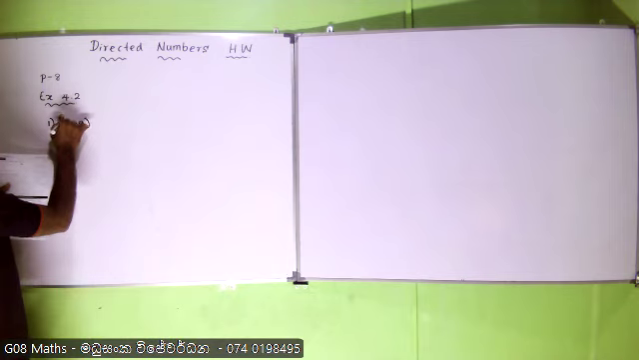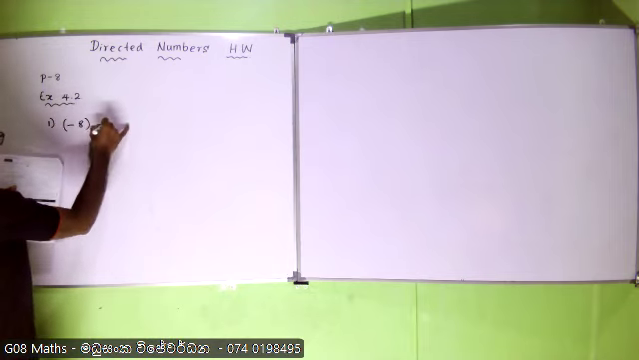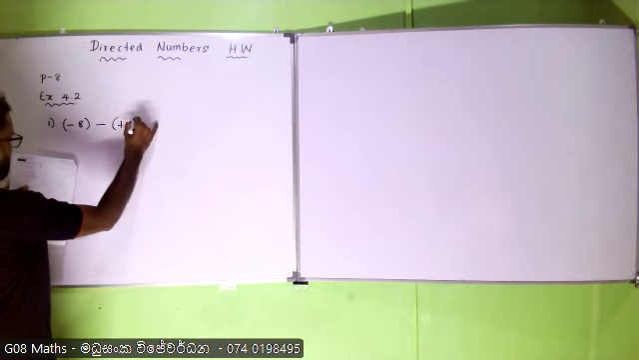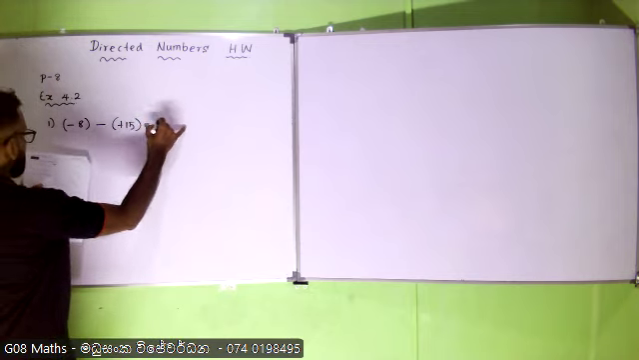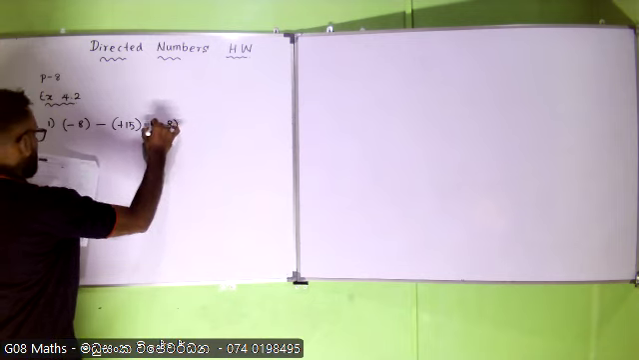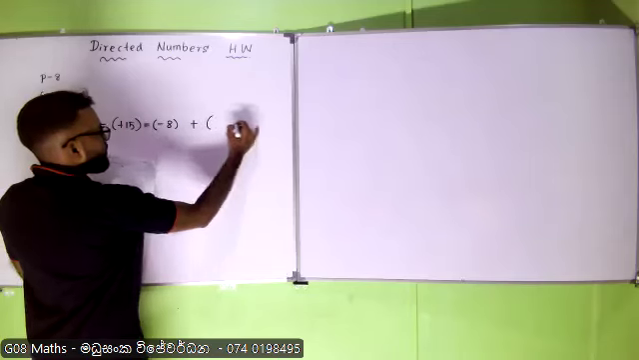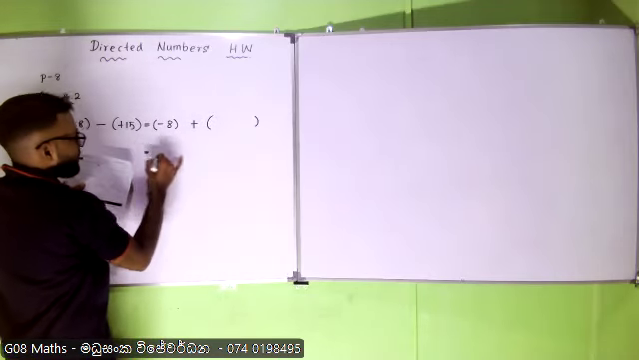Here you have -8. Here you have +50 equals -8. Then you have to add something. Then the final answer.